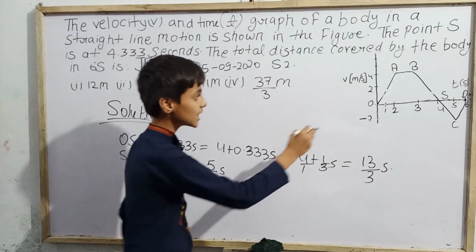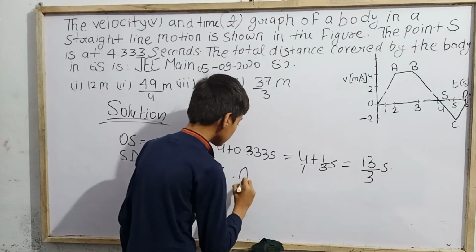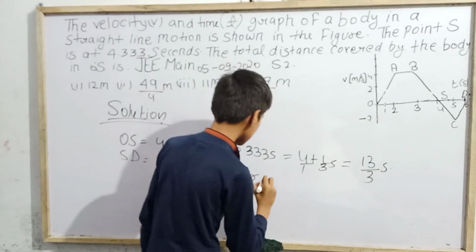Now we have to find the area of this trapezium, then the triangle, and then add them. So the area of this trapezium, what is this trapezium?